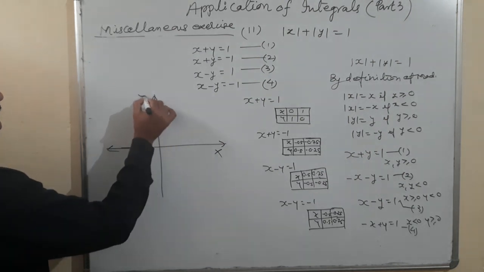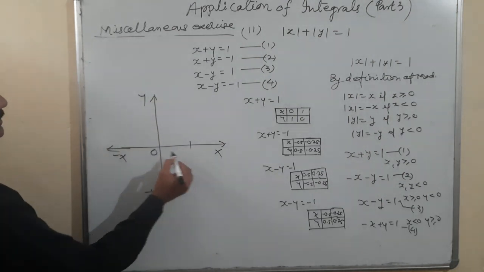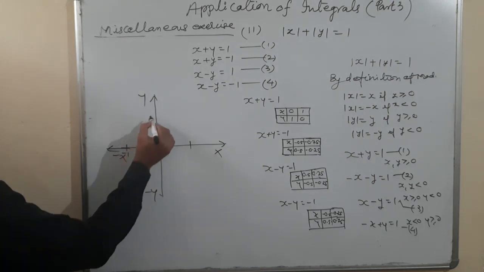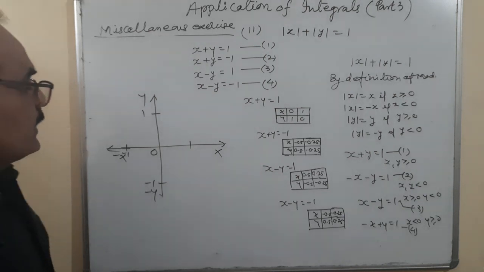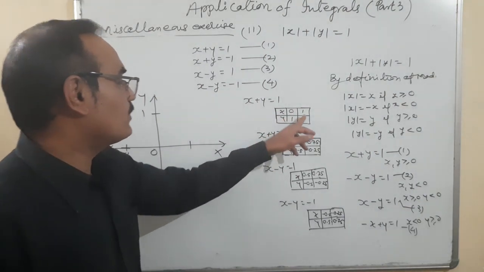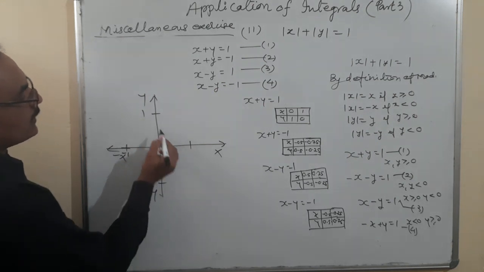X, y, minus x, minus y. 0, it is 1, minus 1, plus 1, and that is minus 1. Number 1: 0 comma 1, 1 comma 0. 0, 1, x 0, y 1.